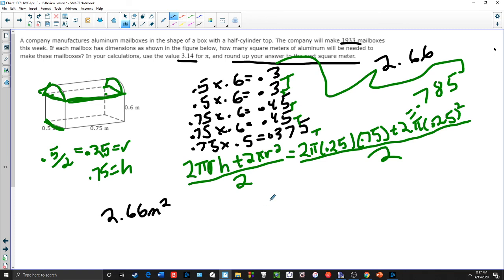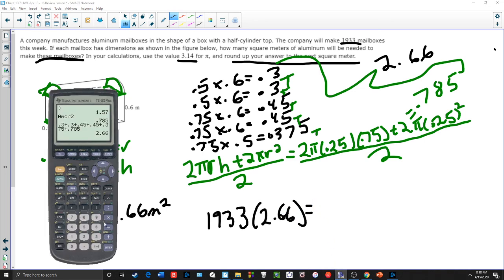Now again, I also told you in word problems, make sure you're on the lookout for those extra little tricks at the end, because it says it's going to make 1,933 mailboxes. It wants to know how much aluminum it's going to need for the entire operation, because it says mailboxes, plural. So for all 1,933 mailboxes, how much aluminum would I need? So that's what we do. 1,933 times 2.66. We get 5141.78.